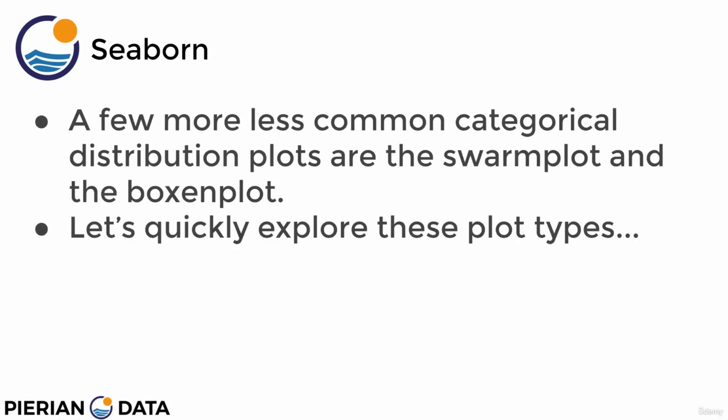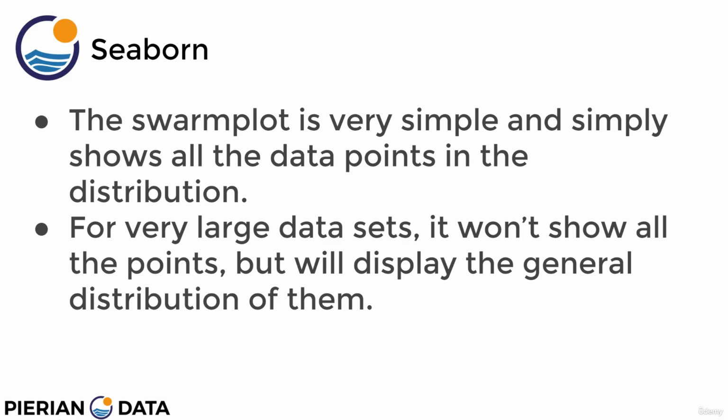So now let's talk about the less common ways of actually showing distributions across different categories. The first one that we're going to talk about is swarm plot, and then we'll talk about boxen plot or letter value plot. The swarm plot is actually really simple, and all it does is it just shows all the data points in the distribution. Keep in mind, if you have a very large data set, it's actually not going to be able to show you all the points, and instead Seaborn's going to warn you that you're missing a certain percentage of points.